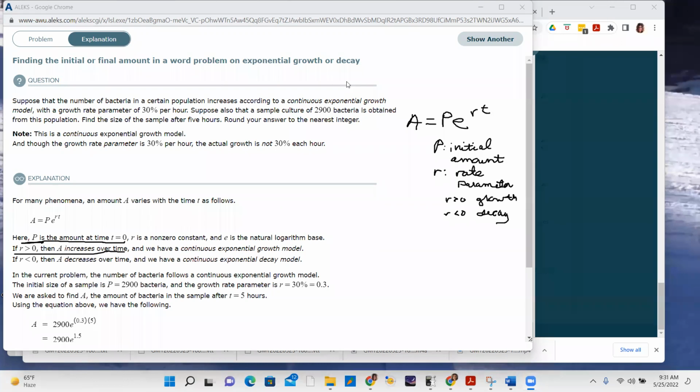So looking at this problem: suppose that the number of bacteria in a certain population increases according to a continuous exponential growth model with a growth rate parameter of 30% per hour. Suppose also that a sample culture of 2,900 bacteria is obtained from this population. So that's the initial amount there, 2,900. Find the size of the sample after 5 hours.